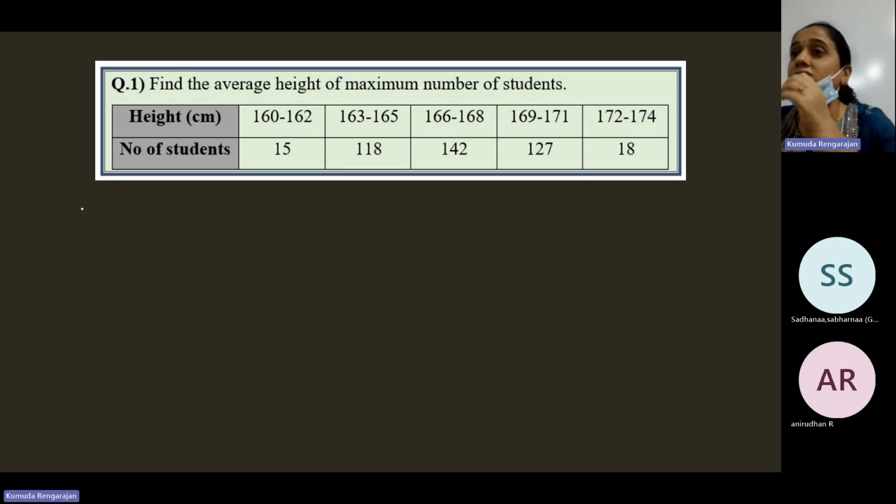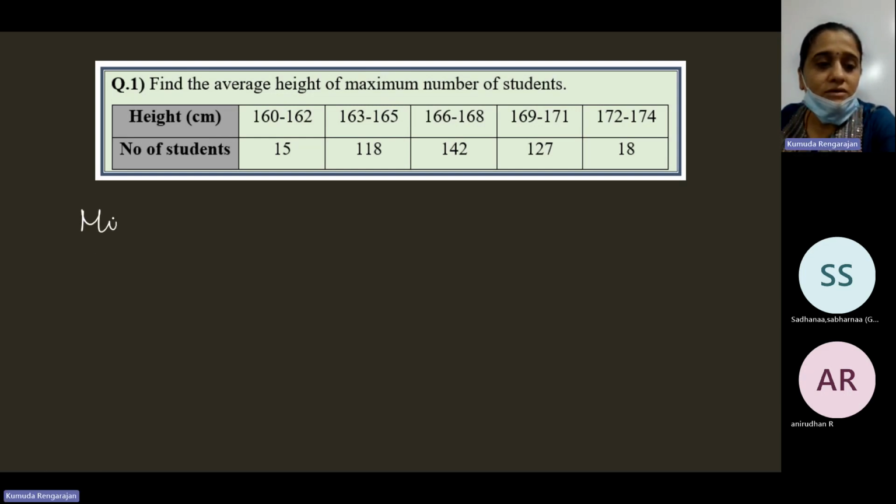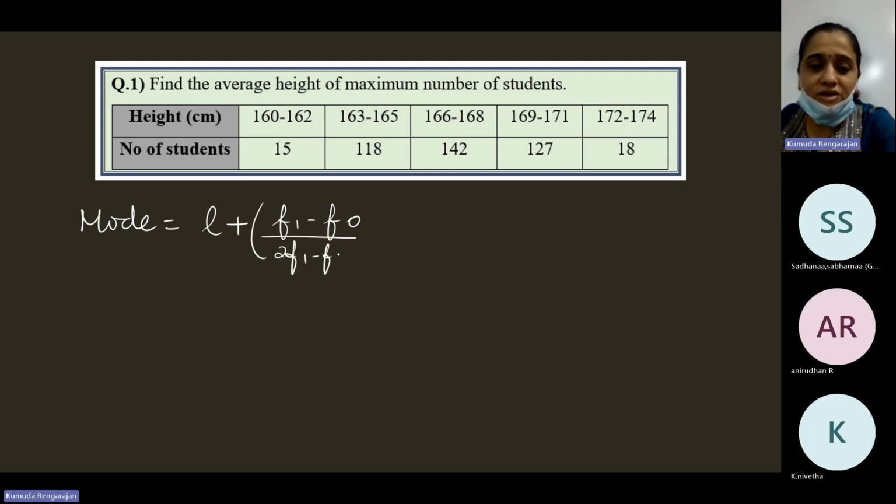So today let's learn how to find mode for a grouped frequency distribution. Again, a grouped frequency distribution is a distribution involving class intervals. So mode is given by the formula: Mode = L + (F1 - F0) / (2F1 - F0 - F2) × H.